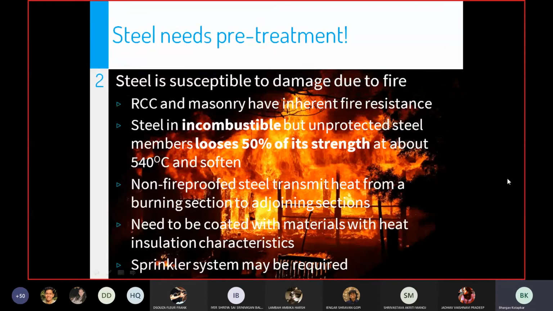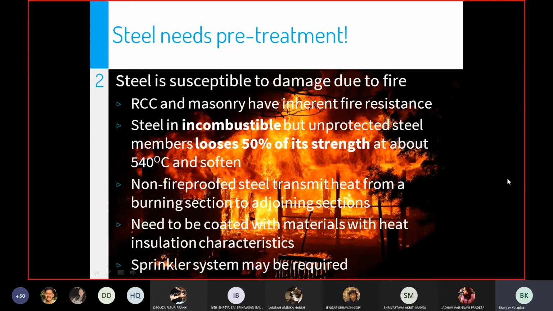And not only that, when the temperature increases, steel starts losing its strength. To give you a reasonable number, it loses about 50% of its strength at about 540 or 550 degrees centigrade, and these temperatures are very common in fires. So if it is losing its strength, naturally the members are going to come down, and if it is not stopped, the entire structure might just come down.